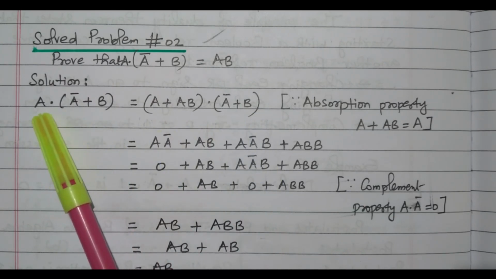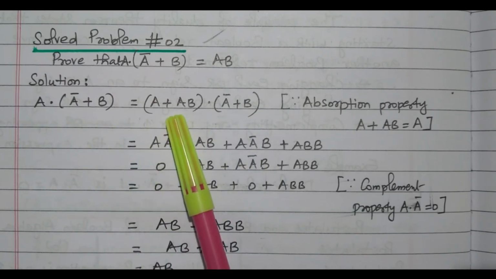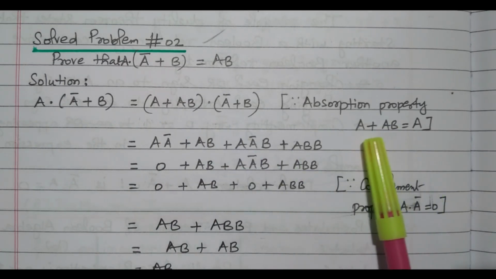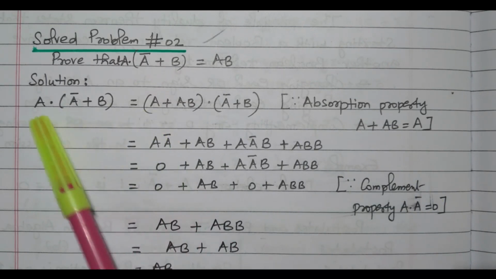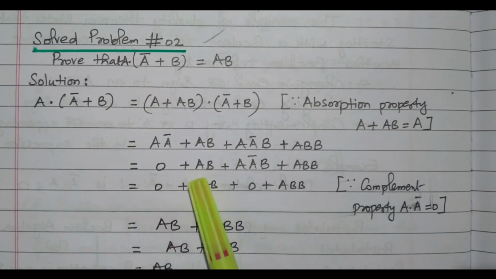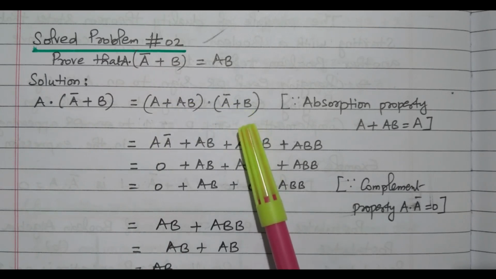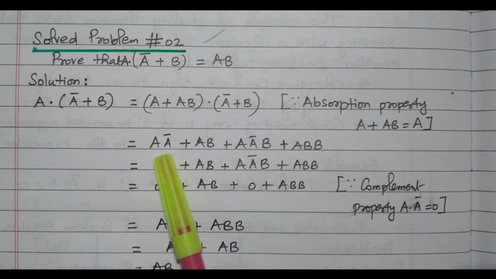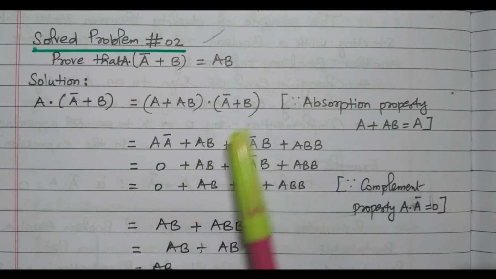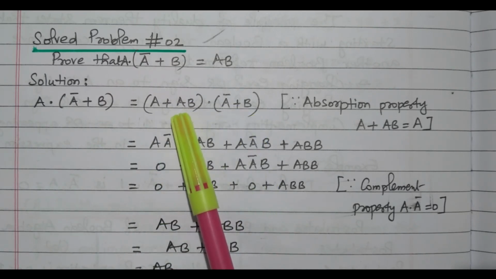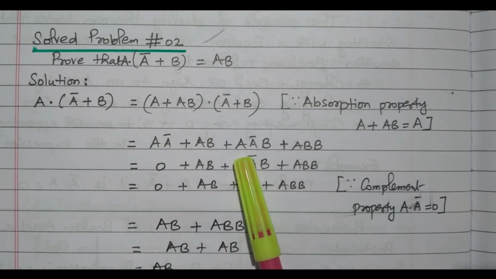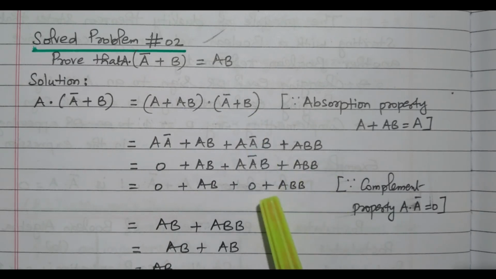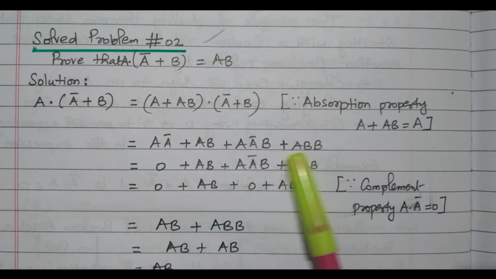So this a is replaced as a plus ab, like the previous problem. In the previous problem also we replaced a equal to a plus ab, right? So here also this a is replaced by a plus ab. Now multiply each and every term inside, multiply both the terms. A into a bar, a into b, then ab into a bar, ab into b. So all four terms are written.